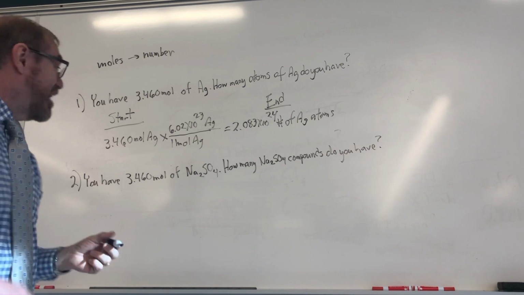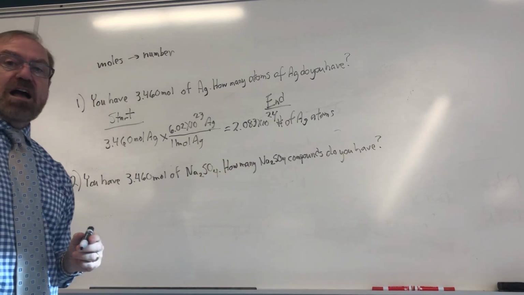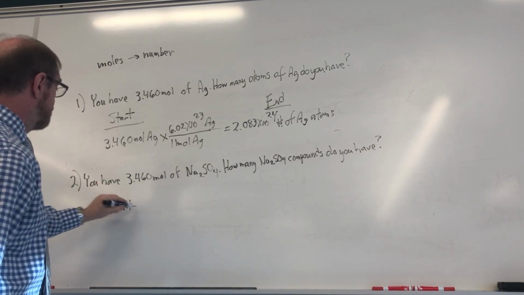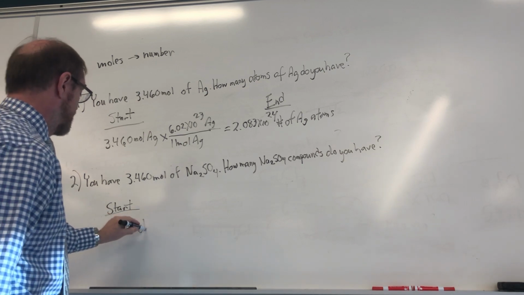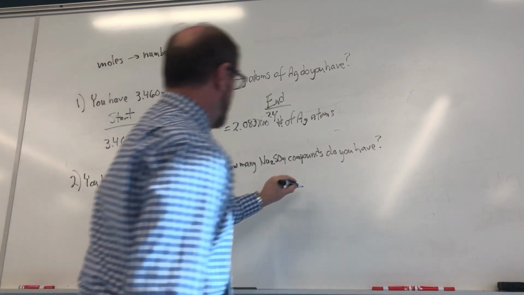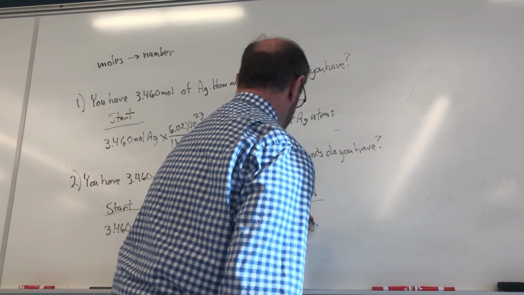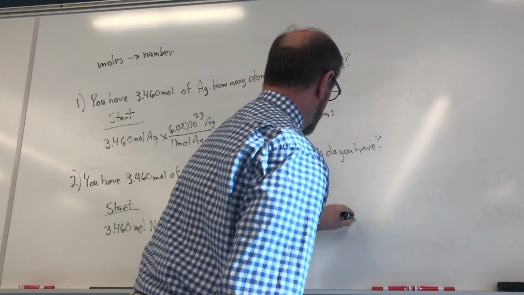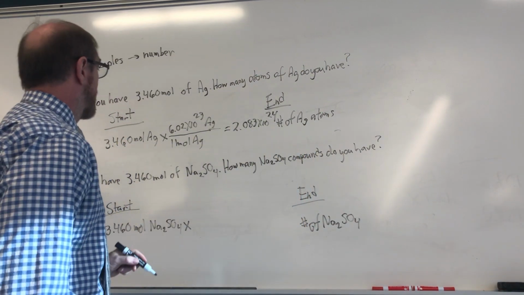Guess what we're going to get for the second one? Let's look at the question. It's the same question, except now it's a compound, and it's starting with the same number. So we start with 3.460 moles of sodium sulfate, and we're trying to get to number of sodium sulfate compounds.